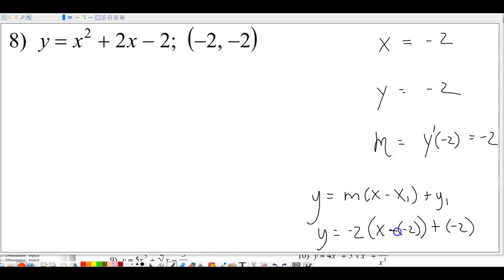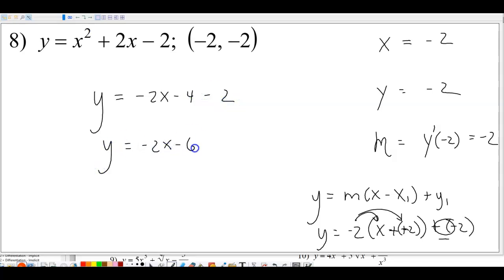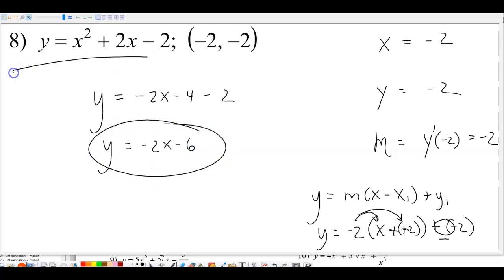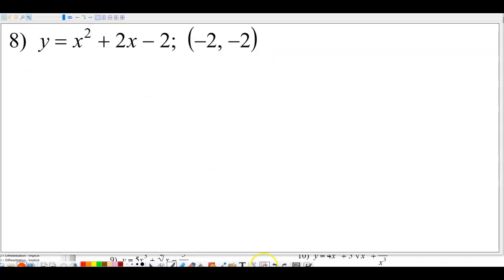We can simplify this. First of all, these become positives, right? Because double negatives make a positive. This is just going to become minus, because when you add a negative, that's like subtraction. And then we also need to distribute. So if I were to fix those signs and do my distribution, I would end up with negative 2x minus 4 minus 2. And then we can go ahead and simplify to get that. And that would be the equation of the line that is tangent to this function at this point. All right.